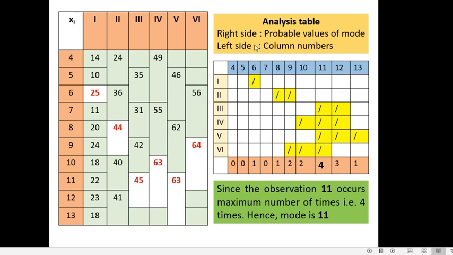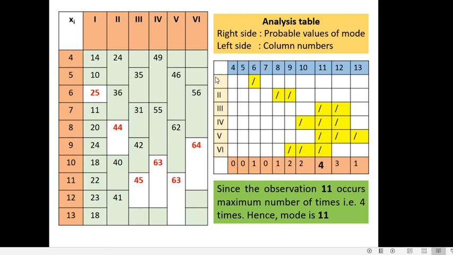In the analysis table, on the right hand side, I'll write the probable values of mode, that means the values of all the observations. They are 4, 5, 6, 7, 8, 9, 10, 11, 12 and 13. So any of these has a chance to be the mode value. On the left hand side, I'll write the column numbers. There are 6 columns.